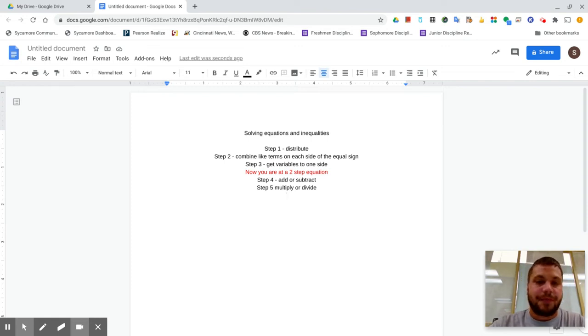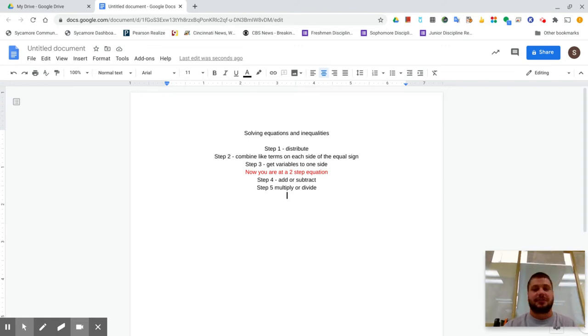So this first section is Chapter 1, Sections 4 and 5, which is solving equations and inequalities. I've written the steps right here on your screen. These are just steps to solving an equation. Step 1 is to always distribute. Step 2, combine like terms on each side of the equal sign. Step 3 is to get your variables to one side. And then you'll always be left with a two-step equation that you solve first by step 4, adding or subtracting, and finish with step 5, multiply or divide.